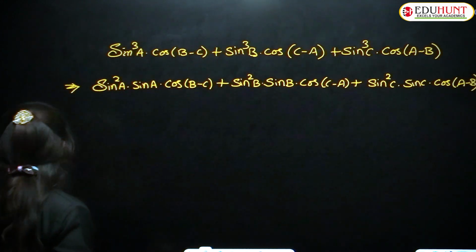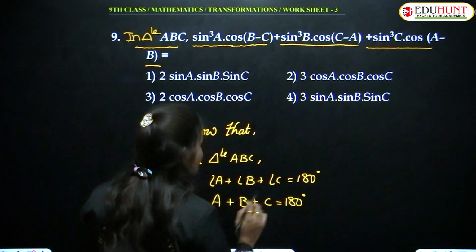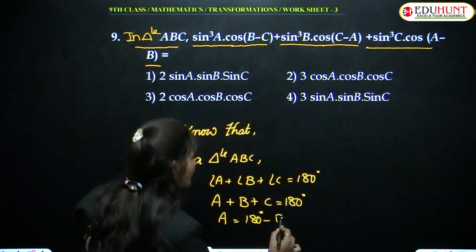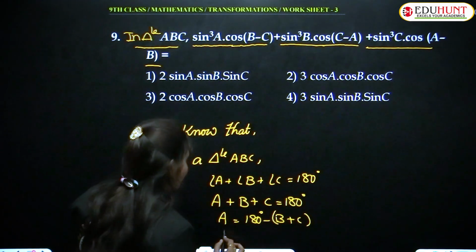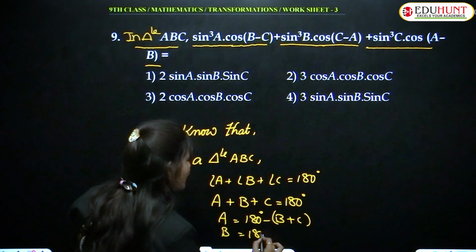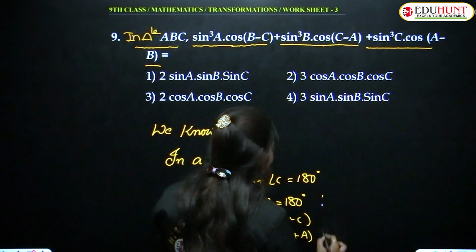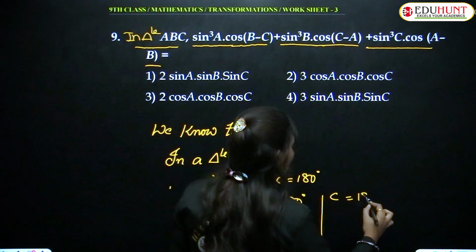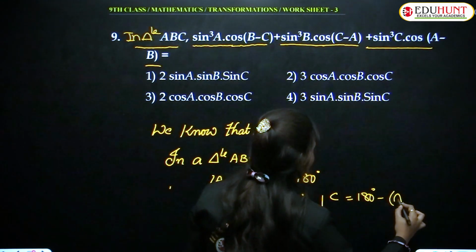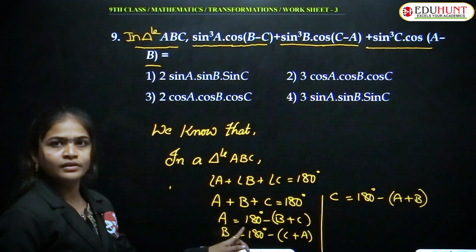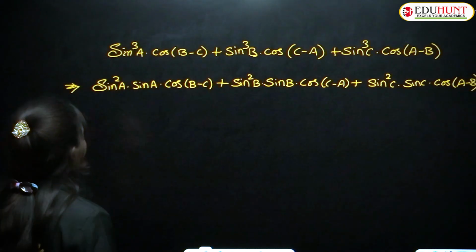So here we know that A plus B plus C is 180 degrees. So from this one we can write that A is equal to 180 degrees minus of B plus C, B is equal to 180 degrees minus of C plus A, and in the same way C is equal to 180 degrees minus of A plus B. Shall we write like this? So here apply that condition.